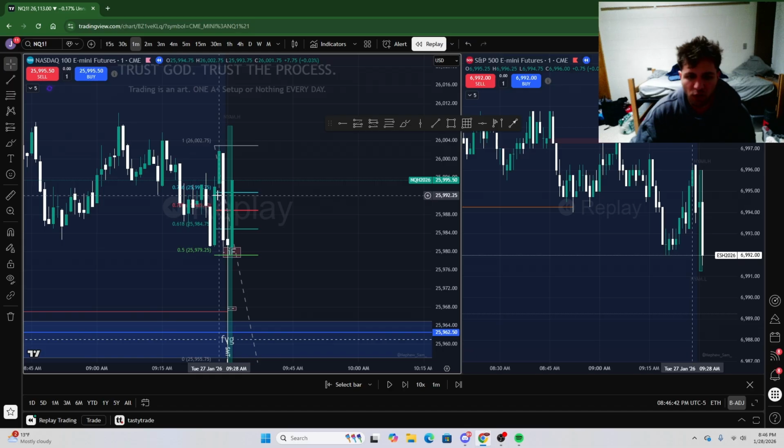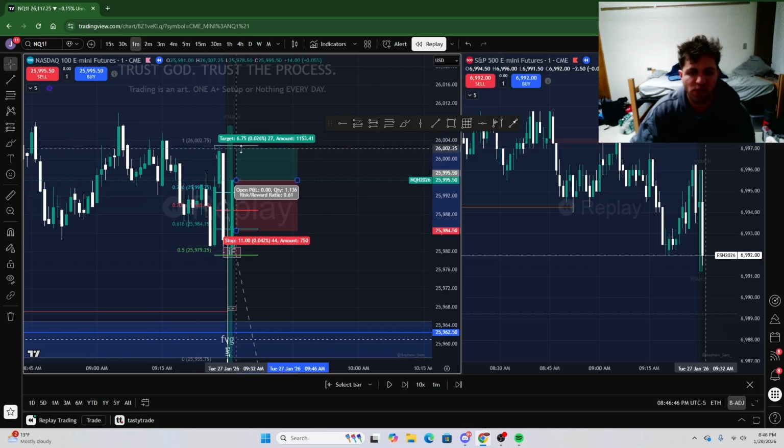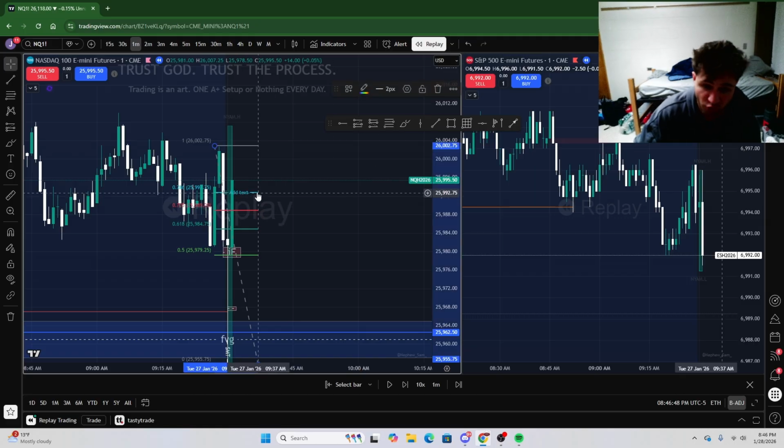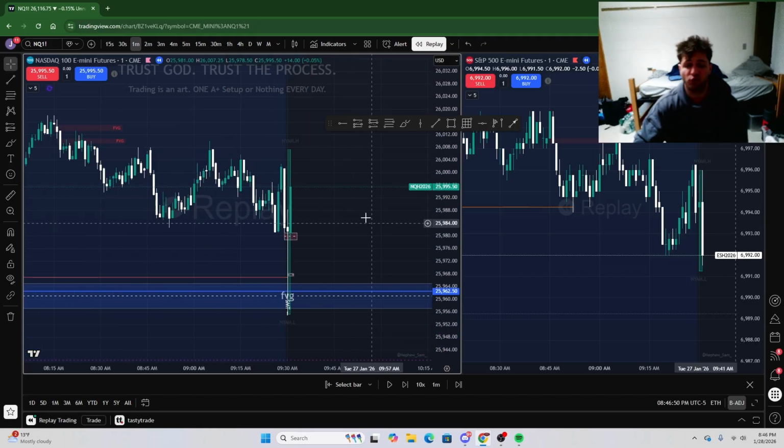Where did the 1 minute close? At above 0.786 in the 80th percentile. This is literally the ideal place for shorts. Okay, the ideal place for shorts.